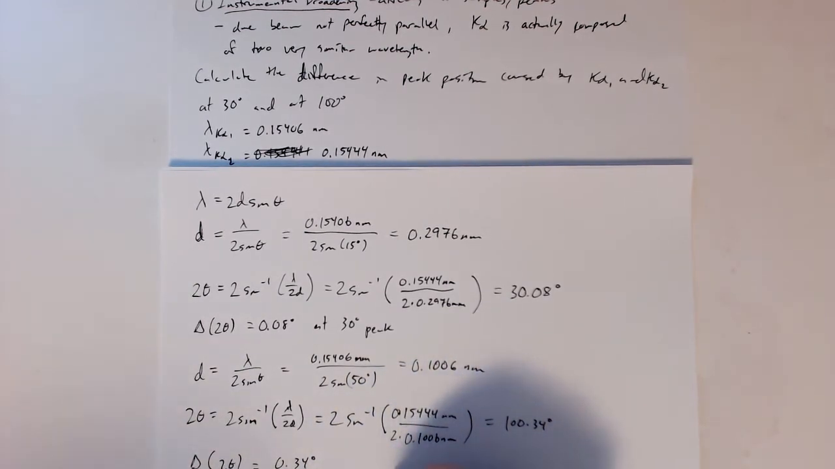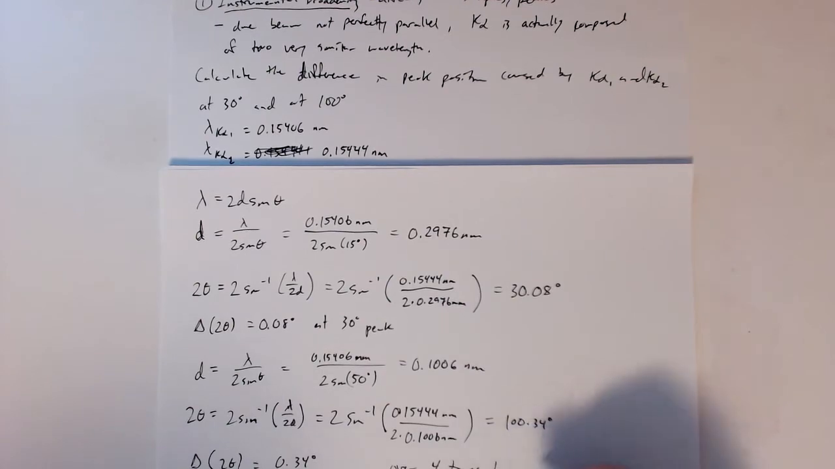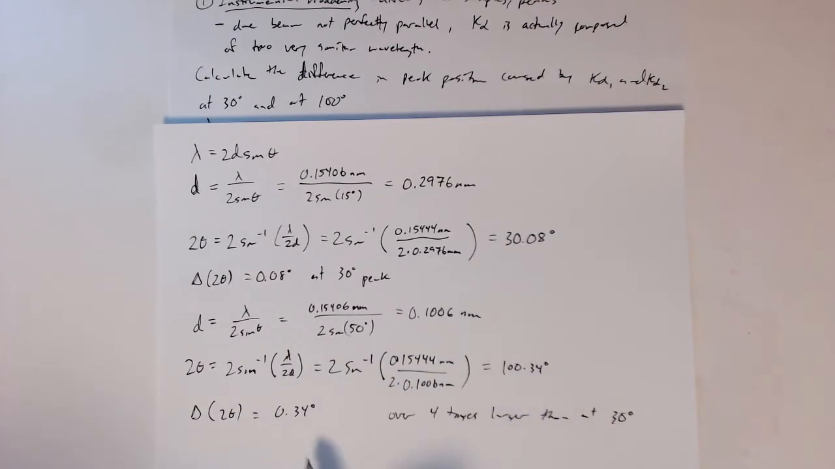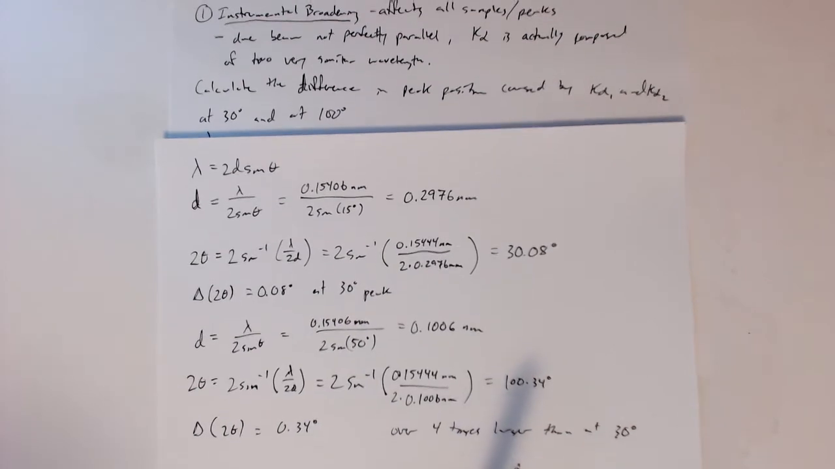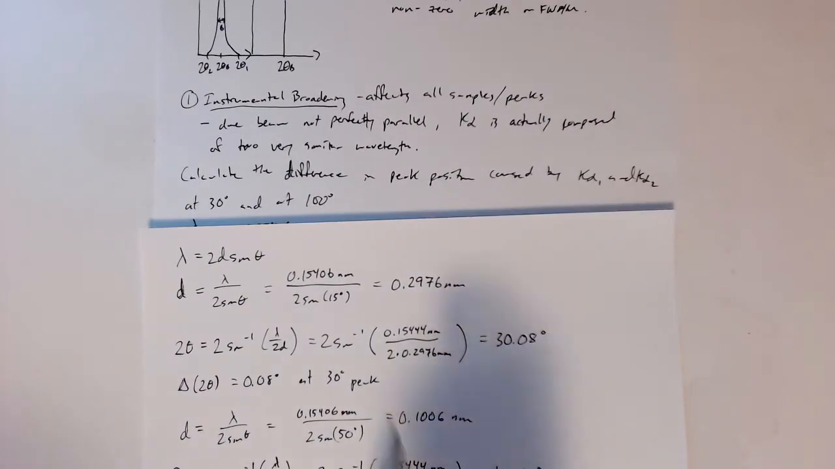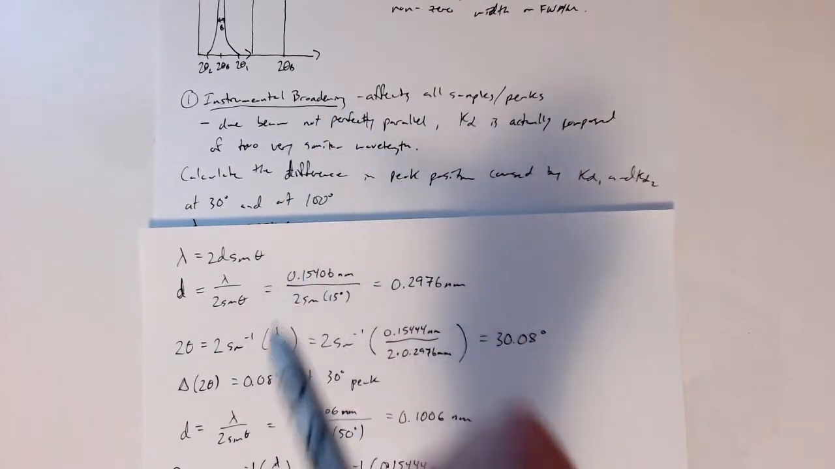So this is roughly, or it's actually over 4 times larger than at 30 degrees. So the broadening can actually increase in this case if there's still a given single peak there. So this delta is actually larger for this peak. So that's just the result of the differences in wavelengths between copper K alpha 1 and 2. Remember, there can also be an issue with the beam not being perfectly aligned. So these are all factors that go into instrumental broadening.